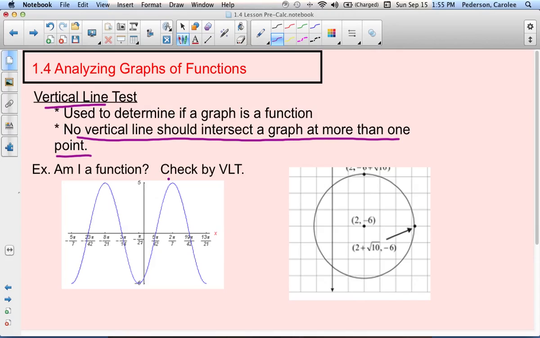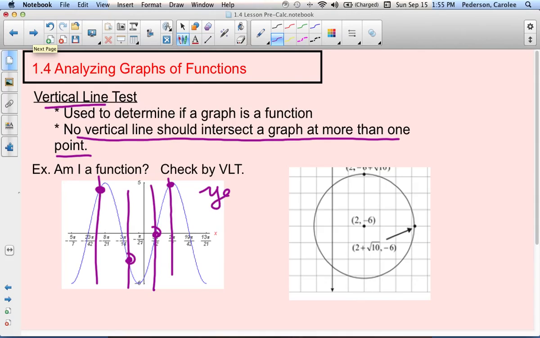So if I imagine drawing all of these vertical lines through this graph, it touches once, it touches once, it touches once, it touches once. So yes, this is a function. It passes the vertical line test.